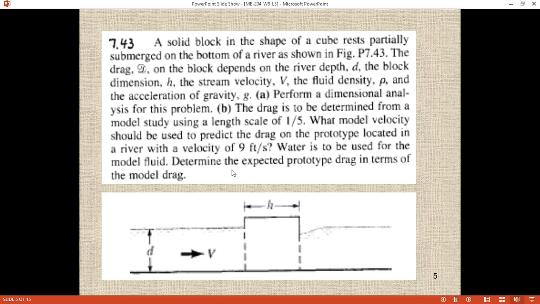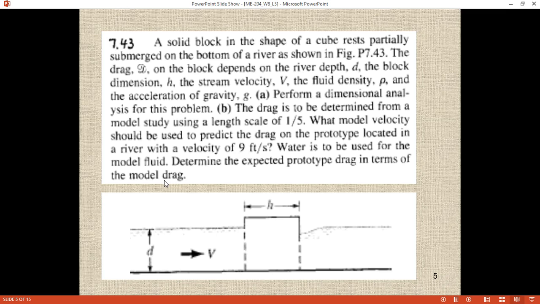The river is flowing with a velocity of 9 feet per second, and the length ratio between the real size block, the size of the prototype, and the size of the model is 1:5. So water is to be used as the model fluid. So determine the expected prototype drag in terms of model drag. So we have to find out the drag force of the prototype in terms of the drag force on the model.